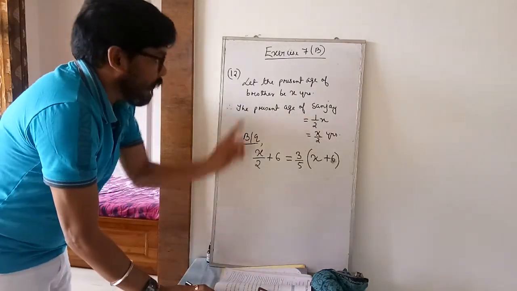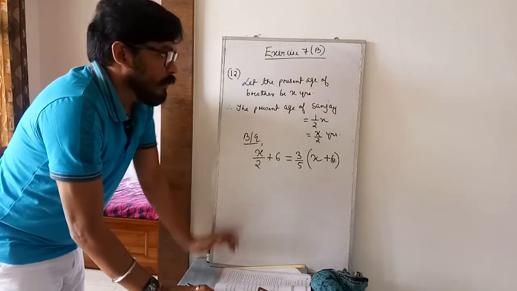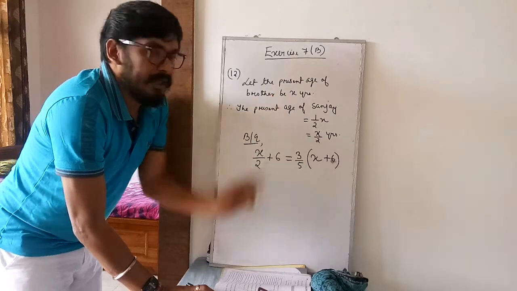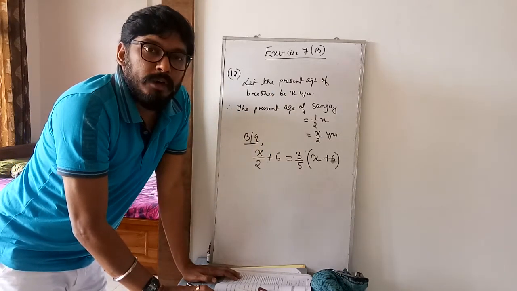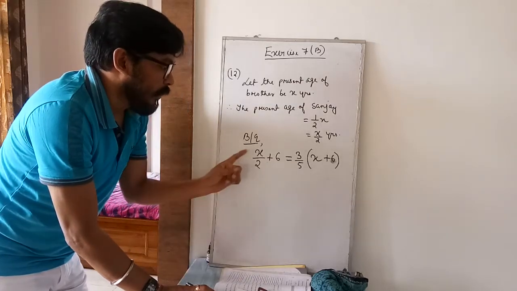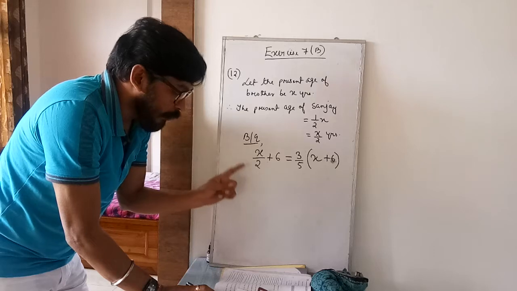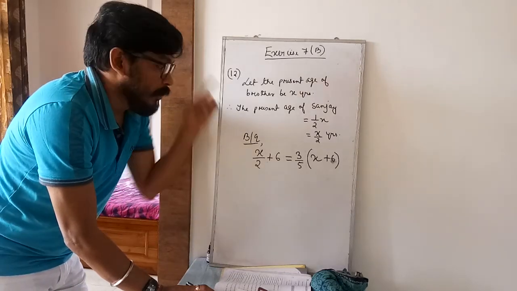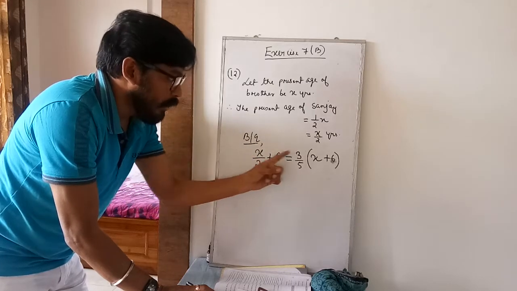So I repeat the question. Here they have said Sanjay is half of his brother. So Sanjay I have taken, brother I have taken as x. So Sanjay is x by 2. After that you have to form an equation from the question. Let this be the age of Sanjay. They have said in 6 more years he will be, meaning Sanjay will be, x by 2 plus 6 equal to 3 by 5.